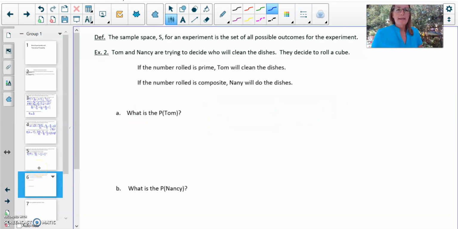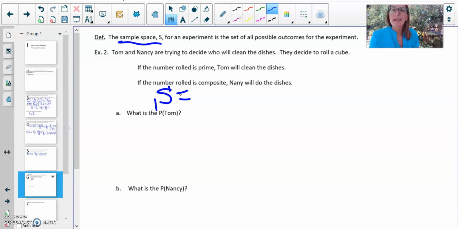The sample space, which is written with a capital letter S, for an experiment is the set of all possible outcomes for the experiment. So Tom and Nancy are trying to decide who will clean the dishes. They decide to roll a number cube. If the number rolled is prime, Tom will clean the dishes. If the number rolled is composite, Nancy will do the dishes. So first we're going to figure out the sample space.